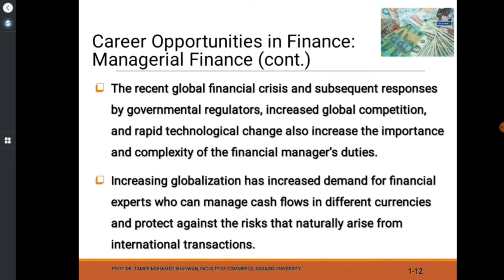For instance, when we say globalization, yes, we are living in a globalization era where the world becomes a small village. This concept led to increased demand for financial experts who are able to manage cash flow in different currencies and to protect against the risk that naturally arises from international transactions. You are not working in a local environment, but in a globalized environment with different countries, different currencies, and different types of risks. One of the main duties of the financial manager is how to manage such a situation when doing international transactions.